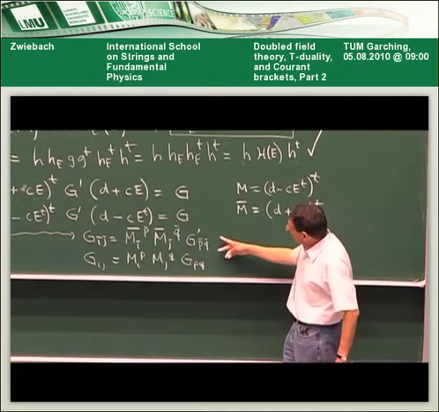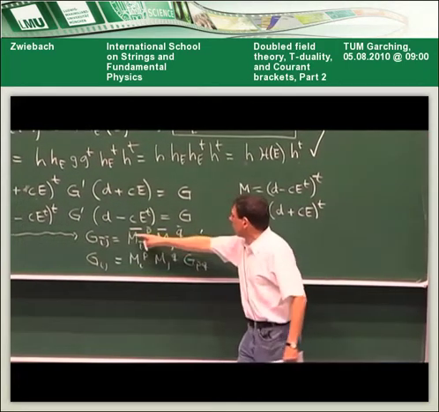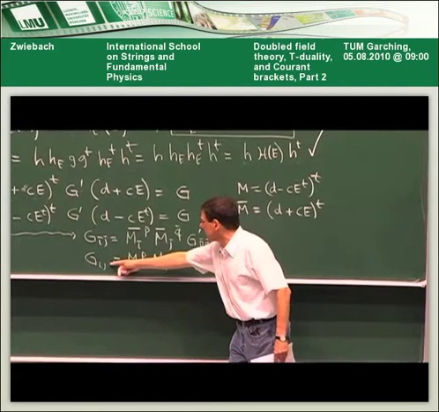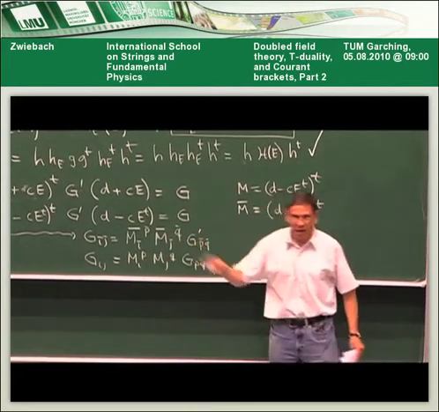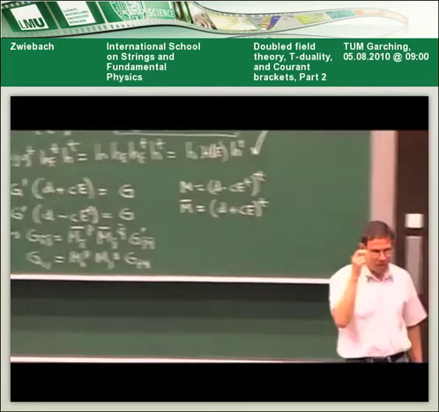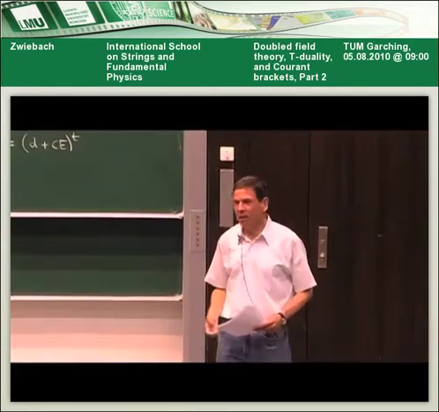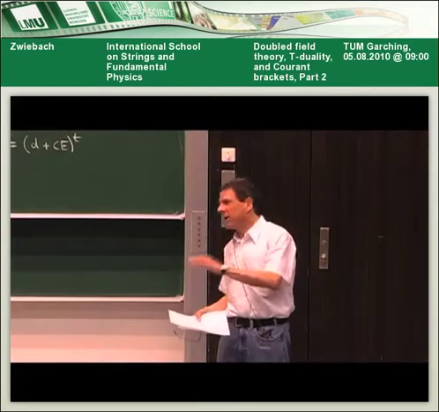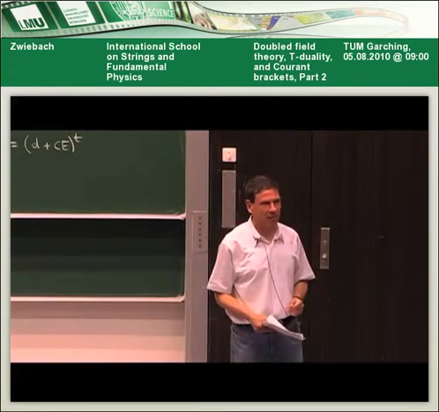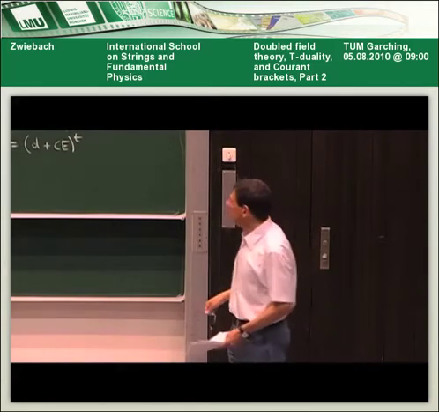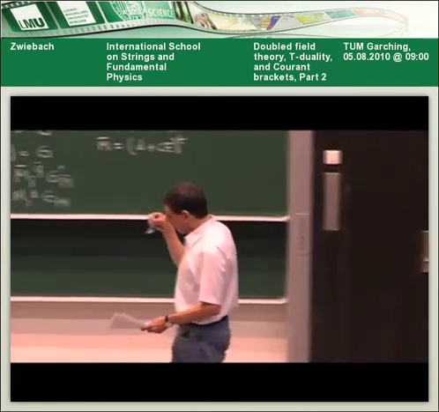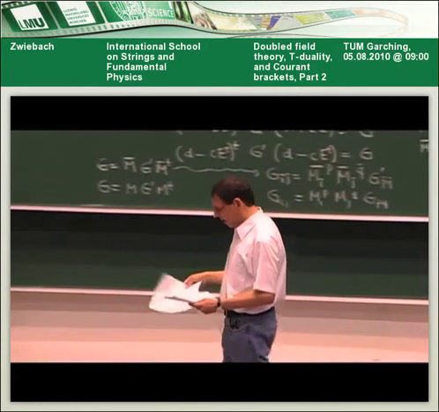But these are indices that transform with m bars. These are indices that transform with m. And G is a very peculiar object. It's a tensor that can either use one kind of transformation or the other. It's some sort of interesting property of these tensors.